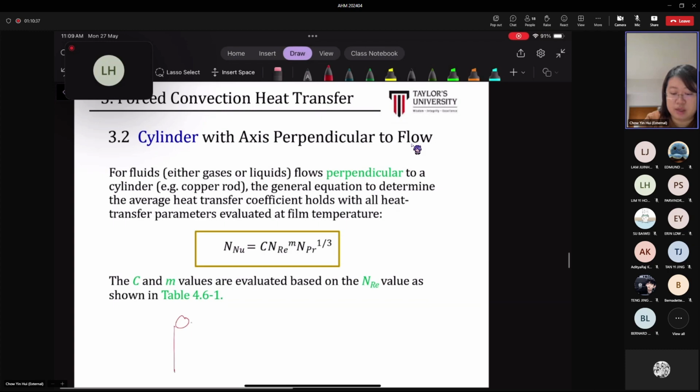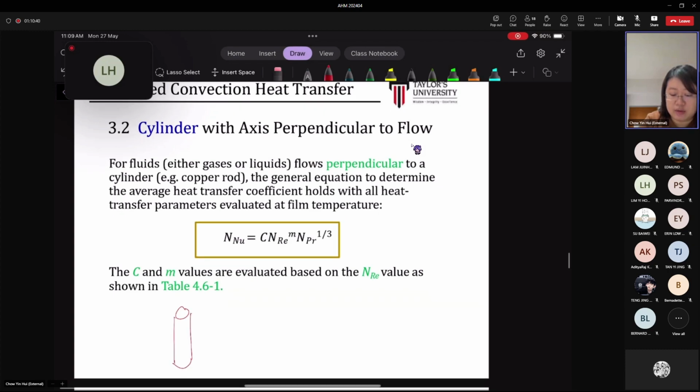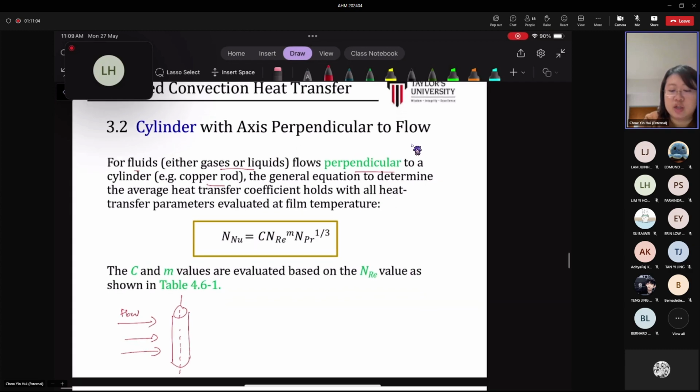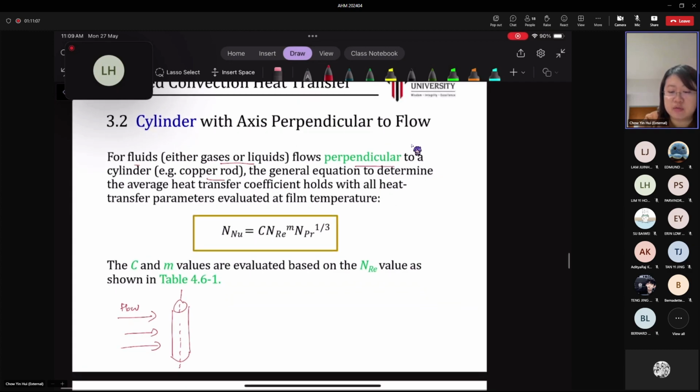Let's say you have a cylinder, and the axis of the cylinder is here, the center, and the flow is perpendicular to the axis of the cylinder, which means your flow will be in this direction. So for fluids, either gas or liquid, that flow perpendicular to a cylinder, for example a copper rod, the general equation to determine the average heat transfer coefficient holds with all heat transfer parameters evaluated at film temperature.